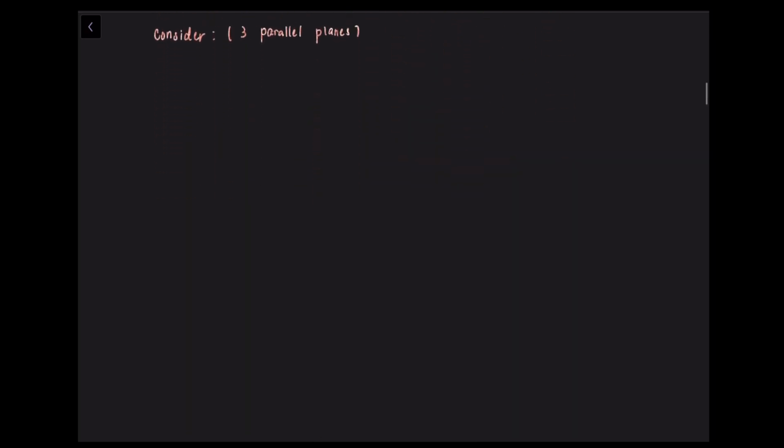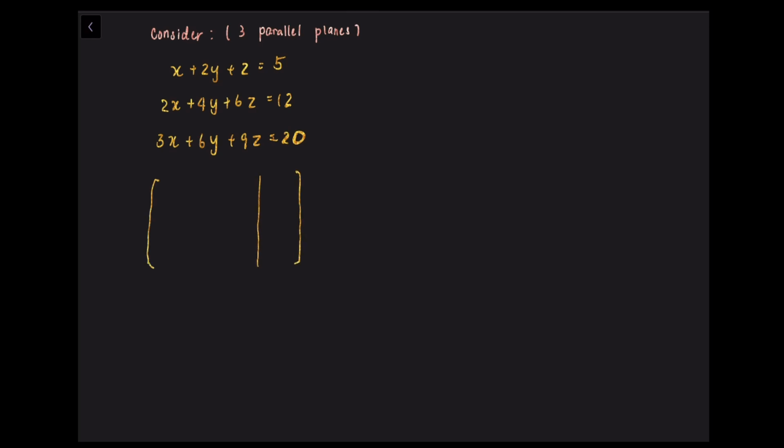Below is an example of a system of equations representing three planes which are parallel. So we have x plus 2y plus z equals 5, 2x plus 4y plus 6z equals 12, and 3x plus 6y plus 9z equals 20. And we express it in matrix form, and then simplify it using the elementary row operations. So for the new second row, we have the previous second row minus 2 times the first row. And the new third row, we have the previous third row minus 3 times the previous first row.